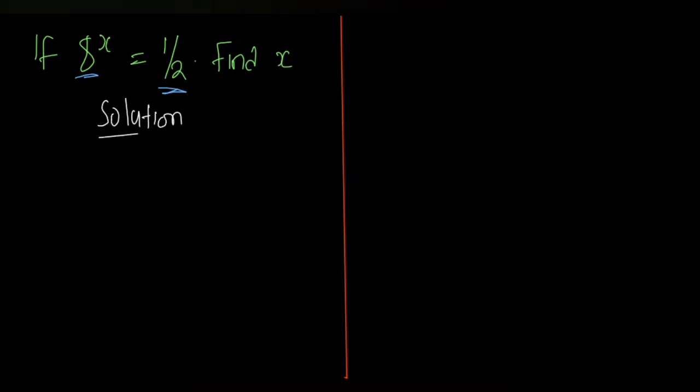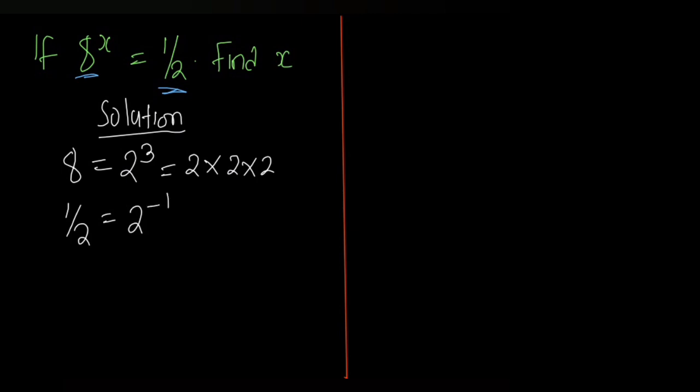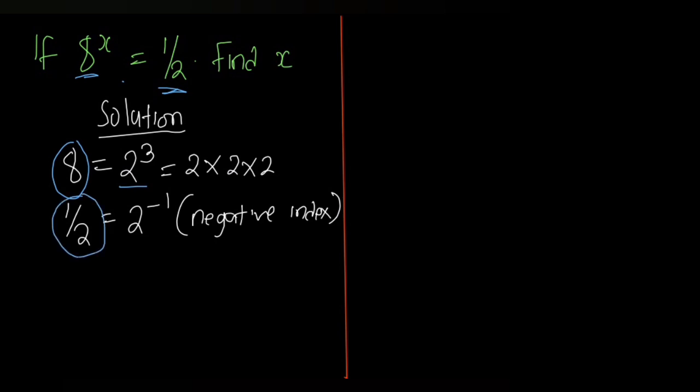That is, 8 here can be written as 2 raised to power 3, which is 2 times 2 times 2. Then 1/2 can be written as 2 raised to power minus 1, that is negative index. Now, if we look at this closely, we are going to replace this with this in this equation here. I'm going to replace this with this.